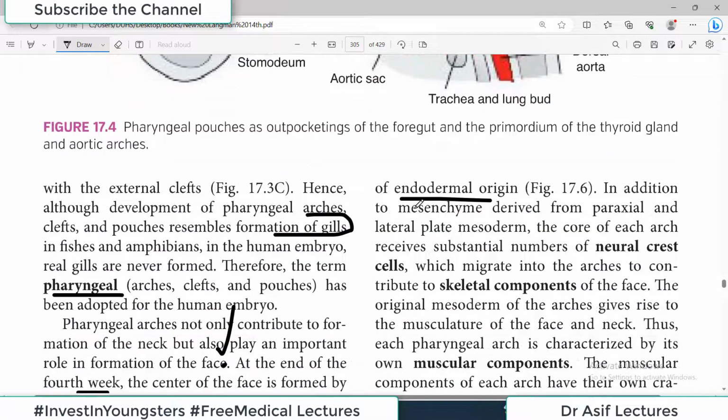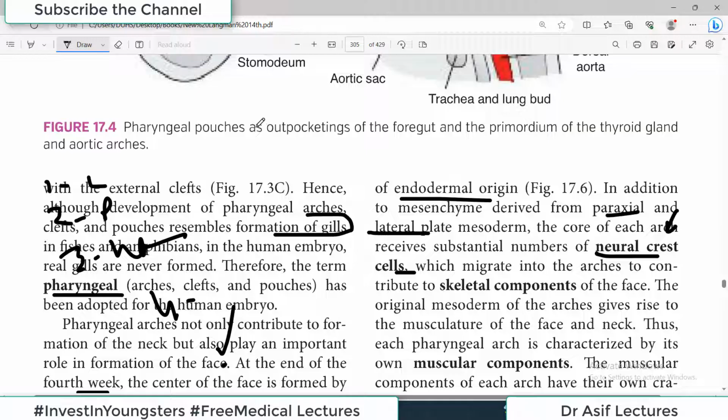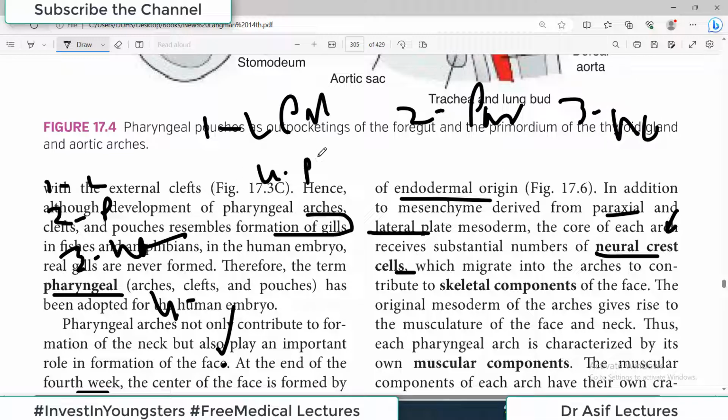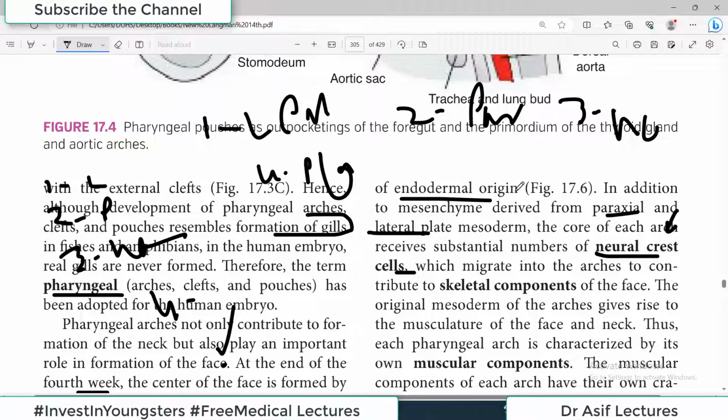ठीक है. In addition to the mesenchyme derived from paraxial and lateral plate mesoderm, the core of each arch also receives contribution from neural crest cells. ये बात तो हमने ऑलरेडी डिस्कस की थी कि जो mesenchyme है हेड और नेक डेवलपमेंट का, उसमें 4 कंपोनेंट्स हैं. The first one was the lateral plate mesoderm, then number 2 we had paraxial mesoderm, number 3 we have neural crest cells, and then number 4 there were ectodermal placodes as well. So ये 4 चीज़ें हैं जो contribute करती हैं in the mesenchymal development.